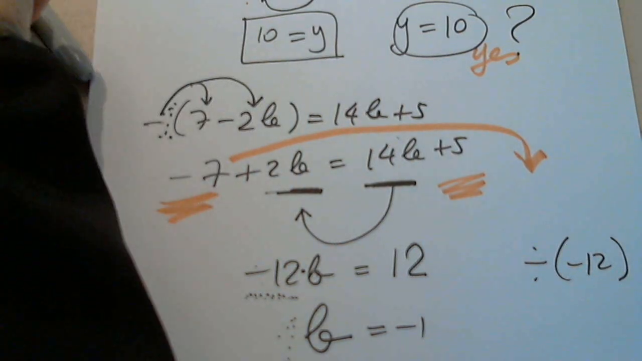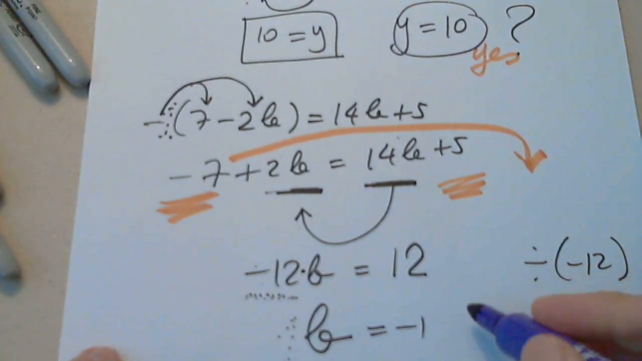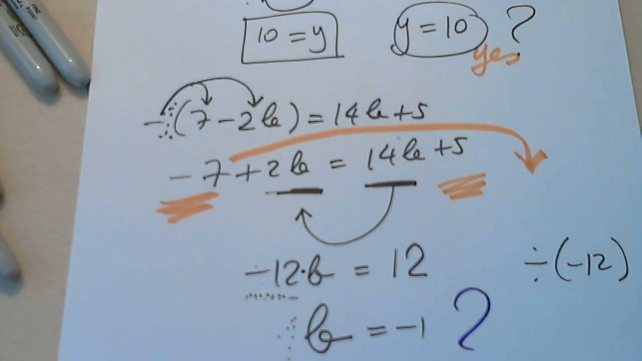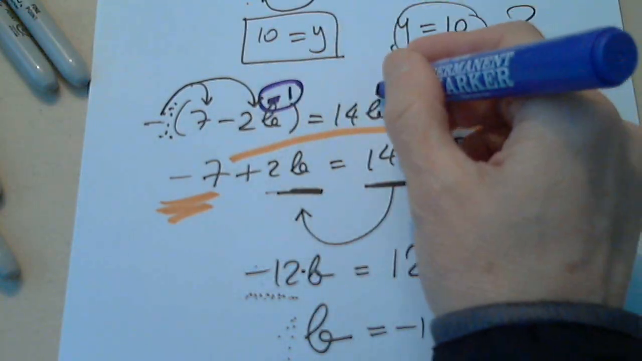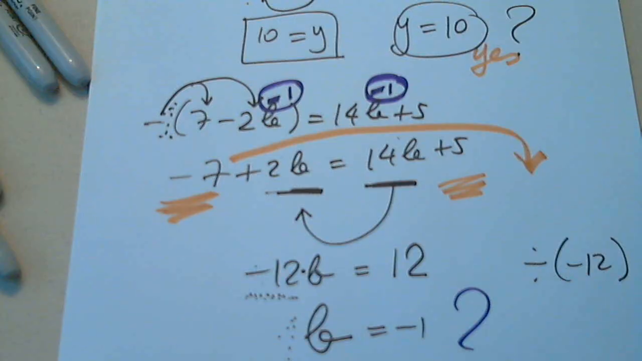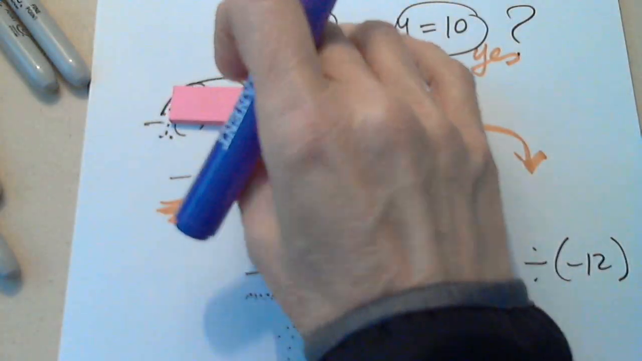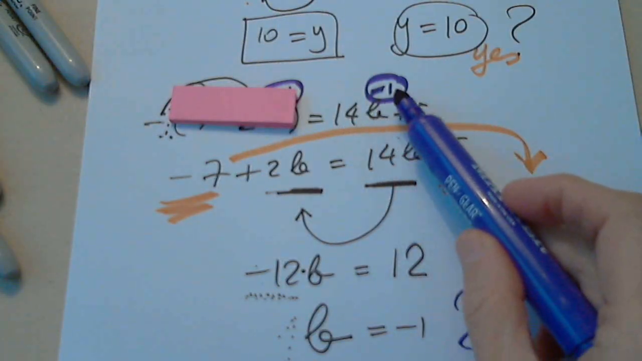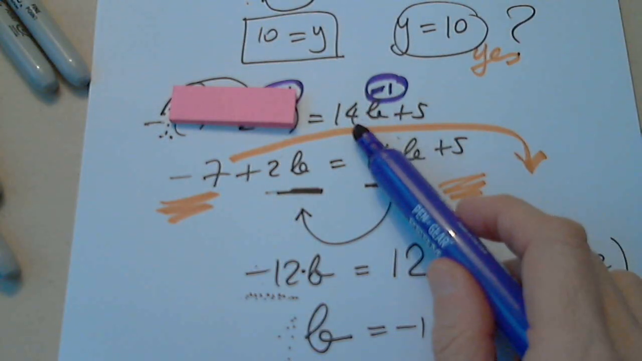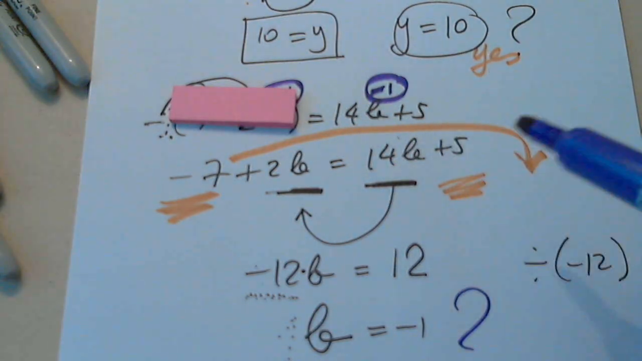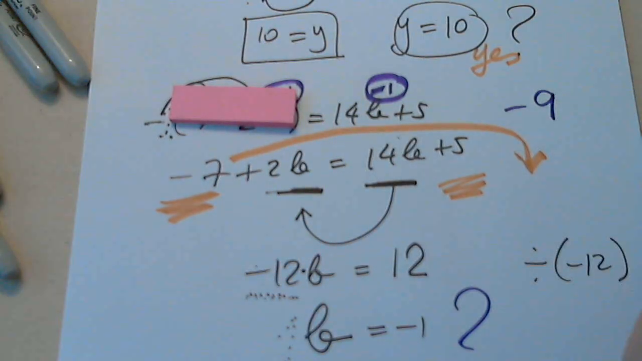I have no clue. No idea. It's a piece of cake, though. Negative 1 here and negative 1 here. Let's start with the right-hand side. Negative 14, because it's 14 times negative 1. Negative 14 plus 5 is negative 9 on the right-hand side.